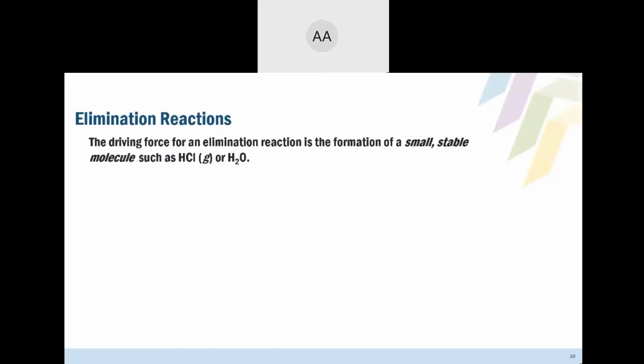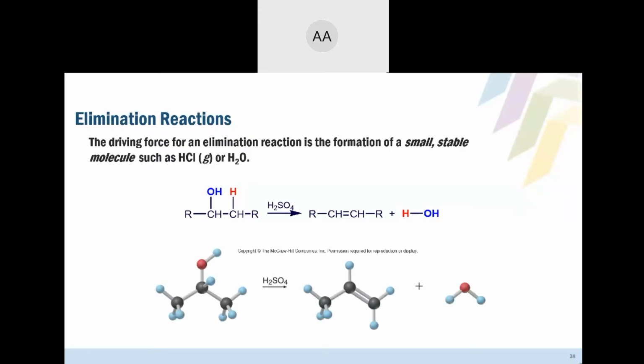The driving force for an elimination reaction is the formation of a small but stable molecule, such as hydrogen chloride or water. As you can see here, addition of H2SO4 gives us the product of water being formed. Same reaction, different depiction using the ball and stick. Remember that very often getting students, when they can't do experiments in the classroom, to actually use the ball and stick to understand what's going on helps make the reaction seem real, especially when you're looking on a molecular basis like this, and especially when we're looking at addition and elimination.